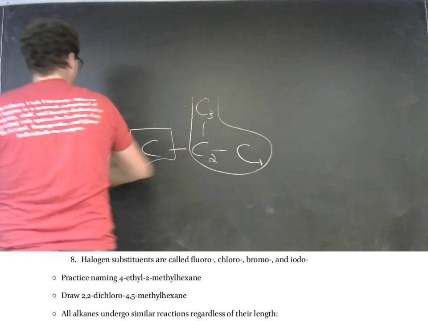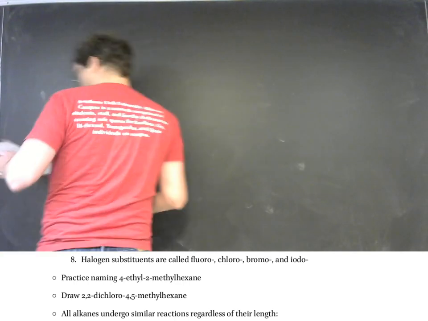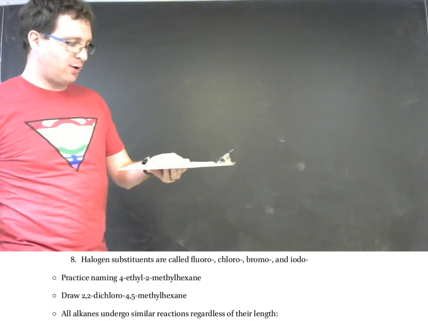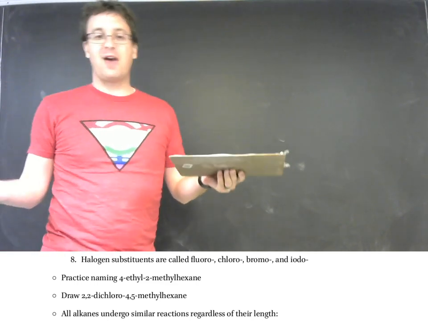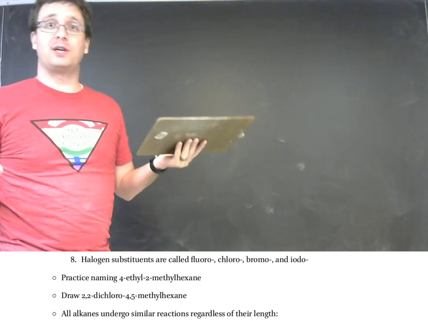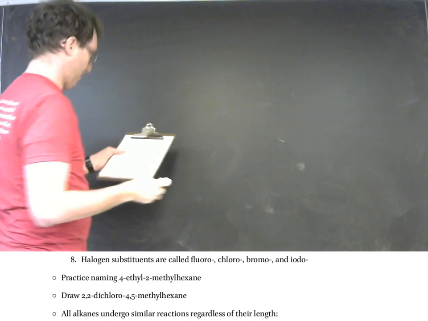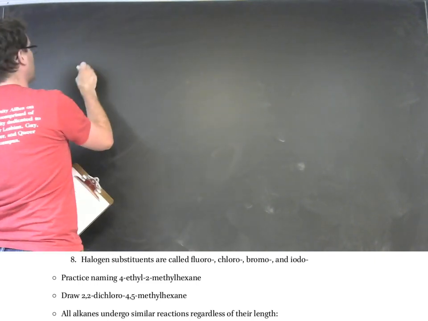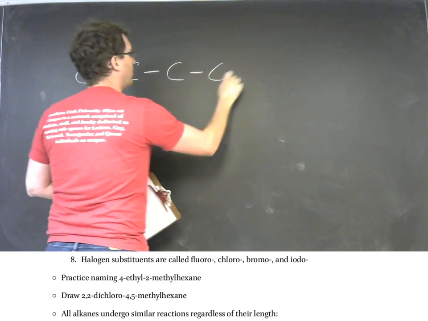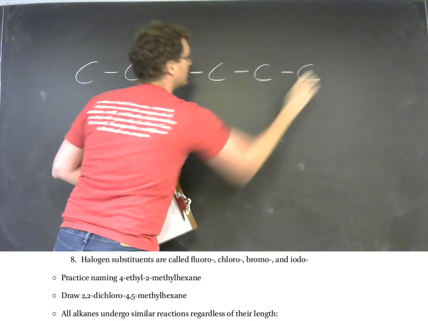Can we go from a name to a structure? So if I have 2,2-dichloro-4,5-methyl hexane, that's quite a name. Let's break down how we can draw the structure. It's a hexane first of all, so I'm just going to draw 6 carbons. 1, 2, 3, 4, 5, 6 carbons.